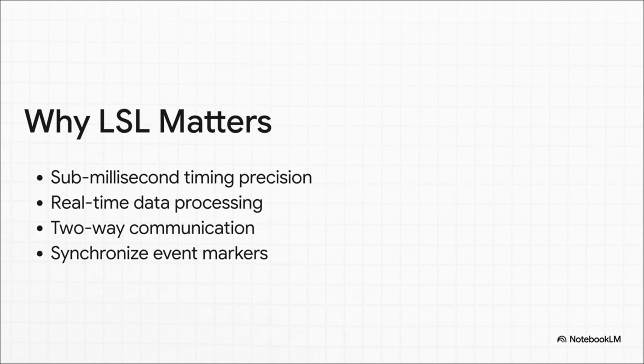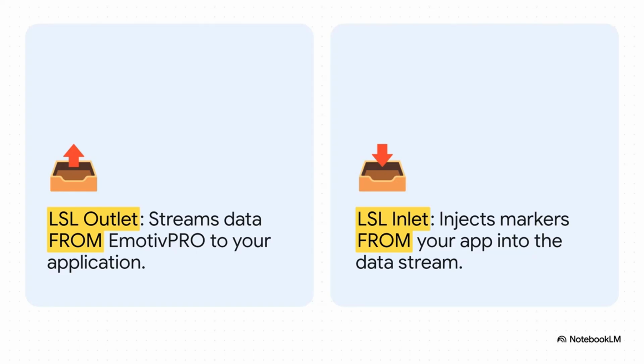And this is why LSL is such a big deal for any serious work. We're talking about sub-millisecond timing precision. This means you can have your experiment running in one program, and when you mark an event, like a sound playing, you'll know exactly which brainwave sample it lined up with. For research, that's an absolute game changer. And get this, LSL isn't just a one-way street. The LSL outlet is what pushes data out from Emotiv Pro to your app. But just as cool is the LSL inlet, which lets your app send event markers back into the data stream. So you get this perfectly synchronized two-way conversation.